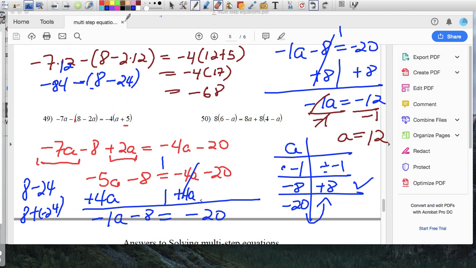this is a good example why the check is important. So negative 84 minus, and this we talked about is negative 16. And this becomes negative 84 plus 16, which equals negative 68. And that definitely equals the negative 68 on that side. Okay.